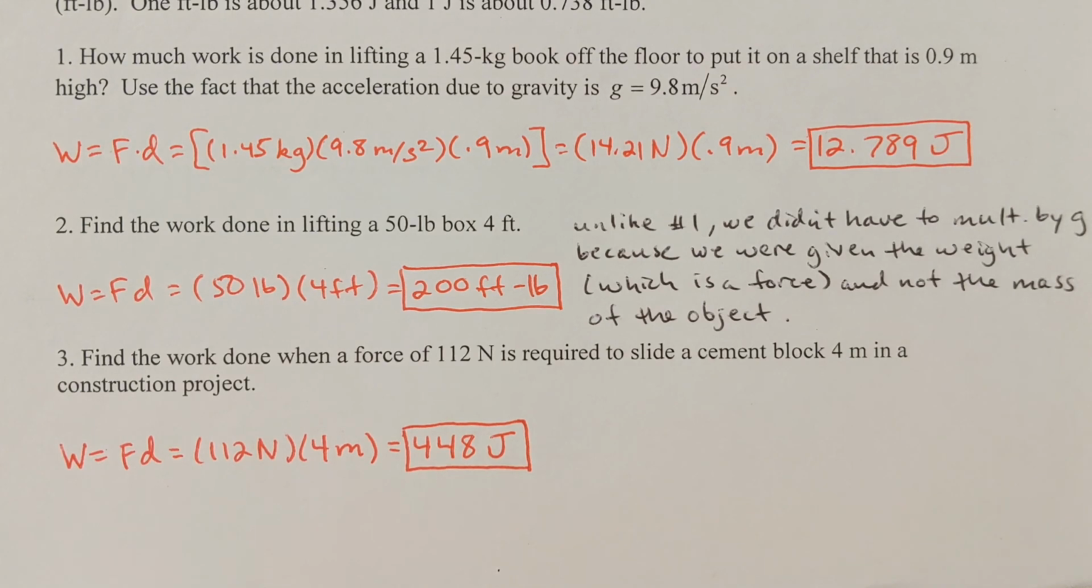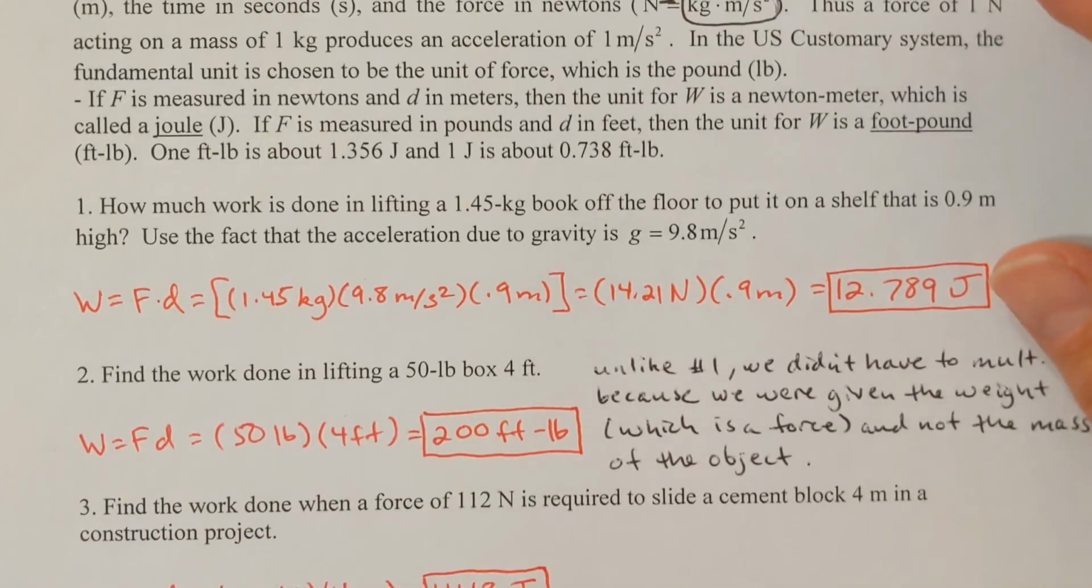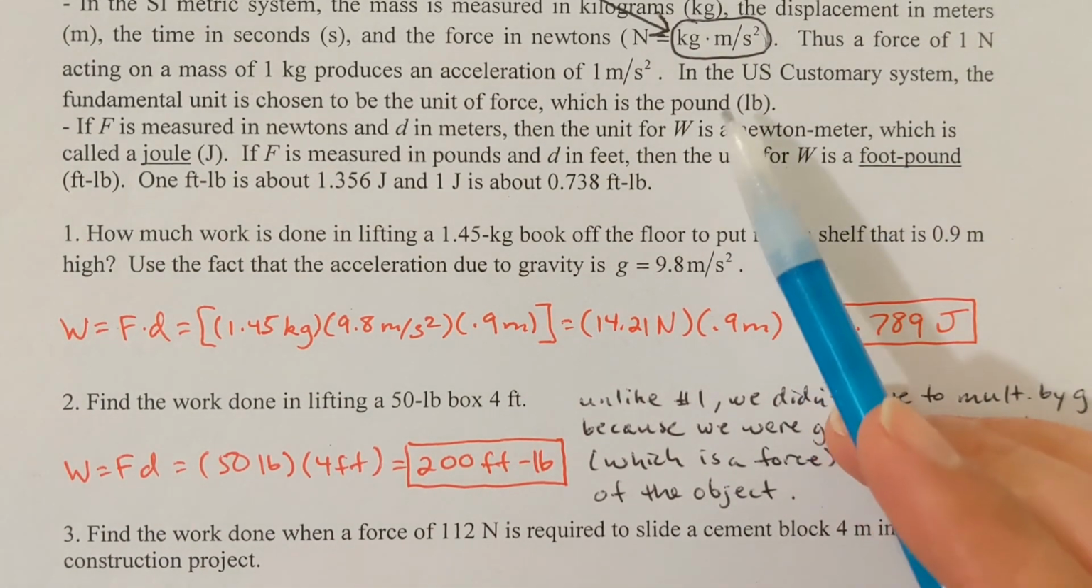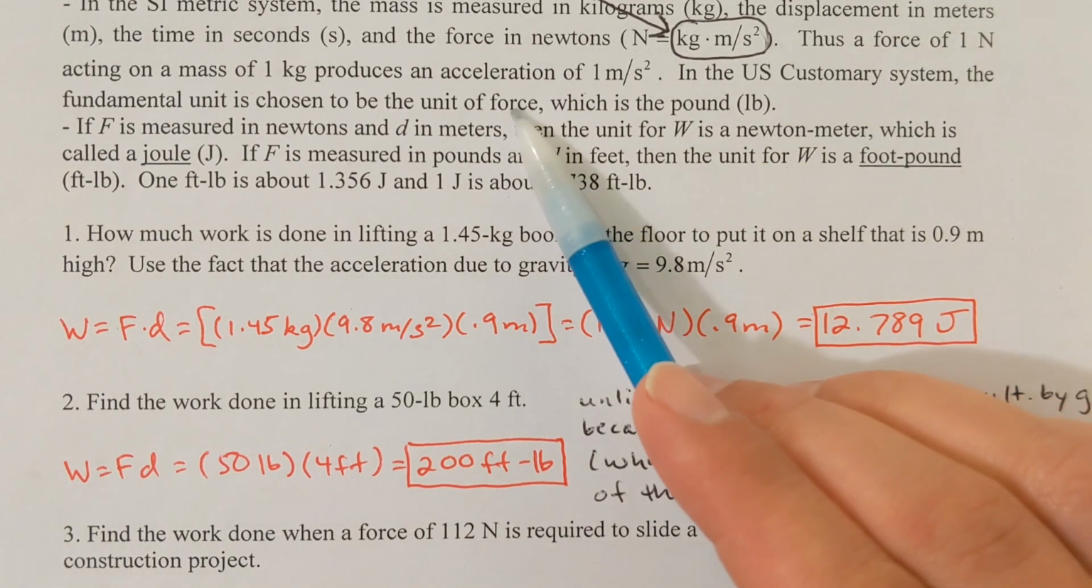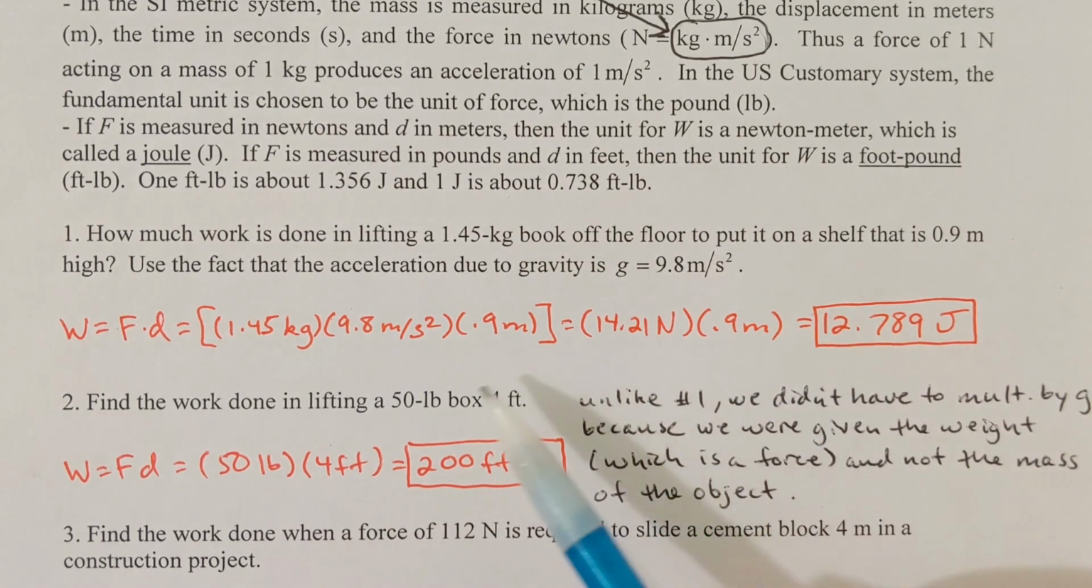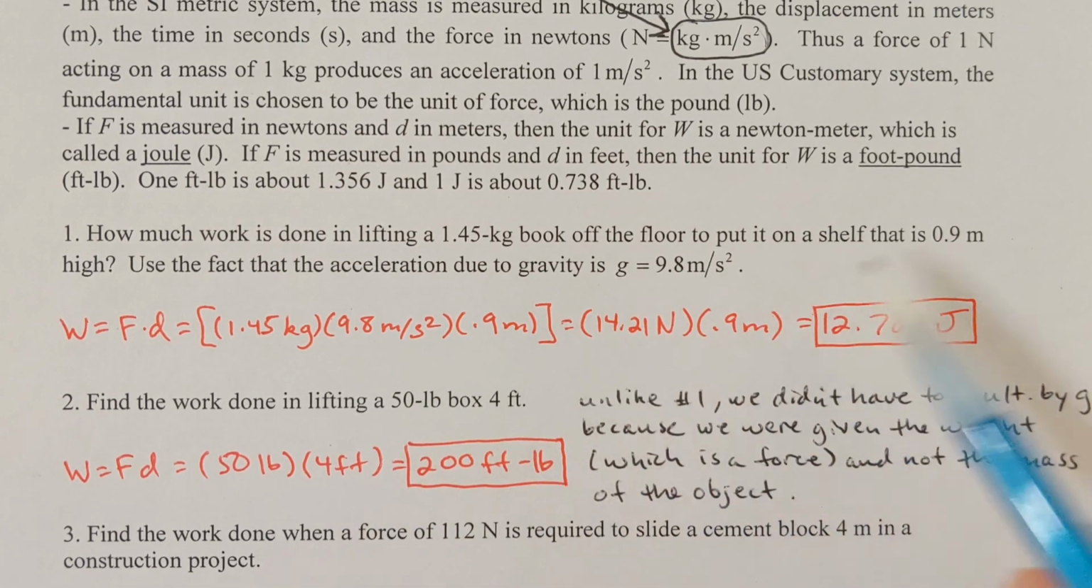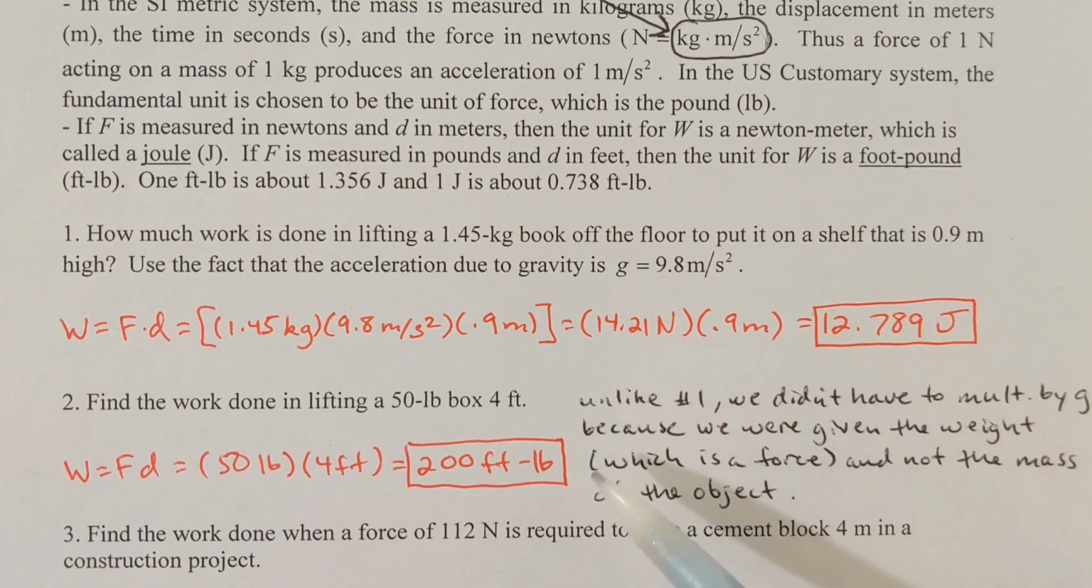Okay, here's another example. Problem 2, find the work done in lifting a 50-pound box 4 feet. Well, again, we're going to just simply take force times distance. Now, this time I'm in the U.S. customary system, and the pound is represented as the unit for force. Okay, so we've got a 50-pound box, that would be F, and we're going to lift it 4 feet, D would be 4. So all I got to do here is multiply these two numbers, and I'll get 200 foot-pounds.